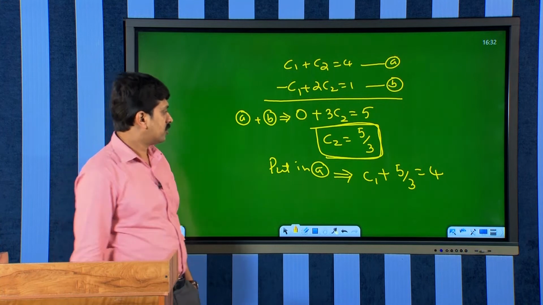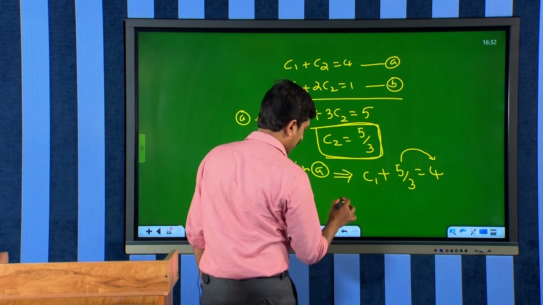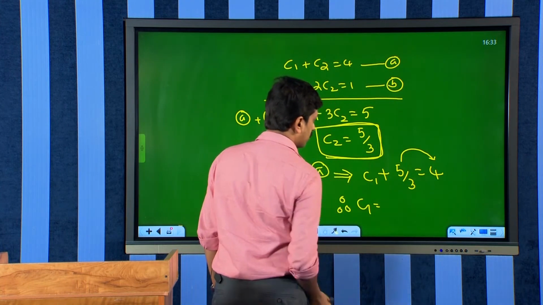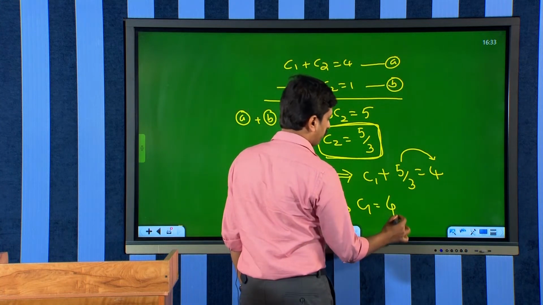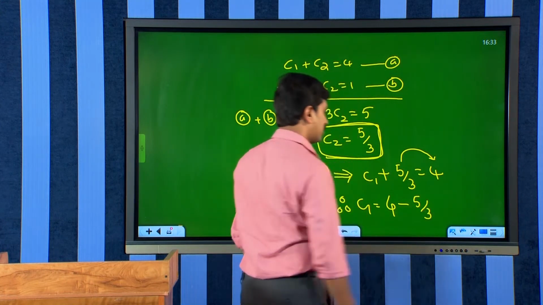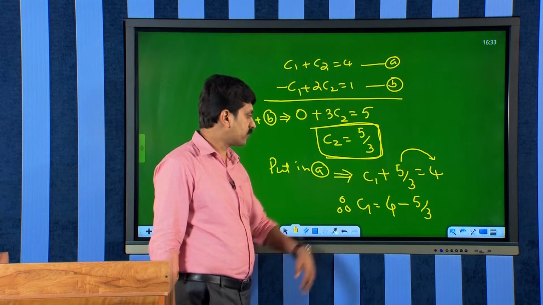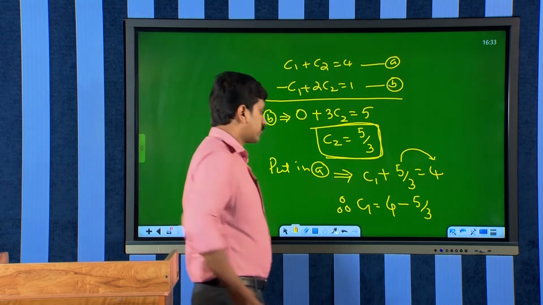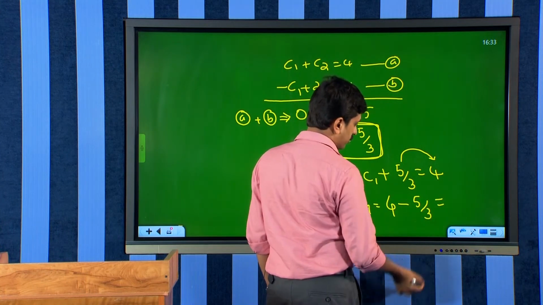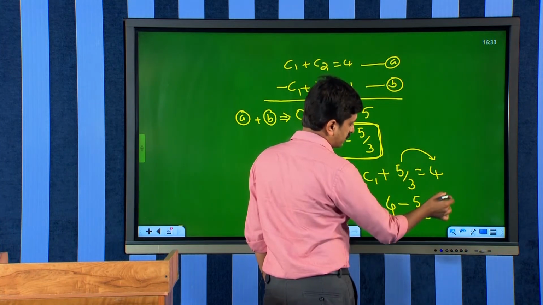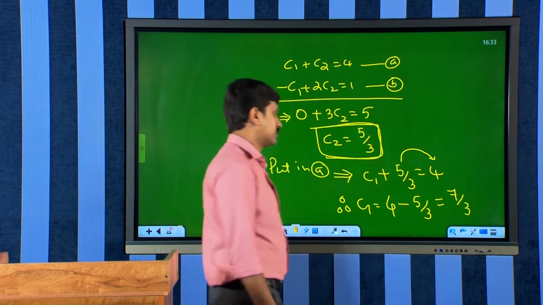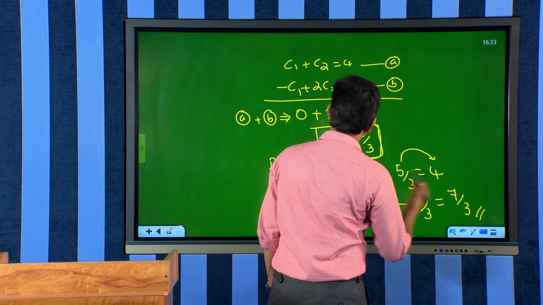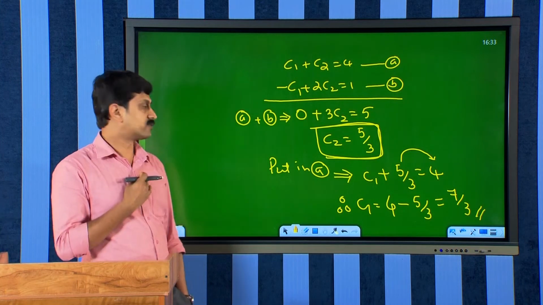Okay. So, therefore C1 is equal to 4 minus 5 by 3. We can write 4 as 12 by 3, so 12 by 3 minus 5 by 3 is equal to 7 by 3. So C1 equals 7 by 3, C2 equals 5 by 3. We found the values of C1 and C2.